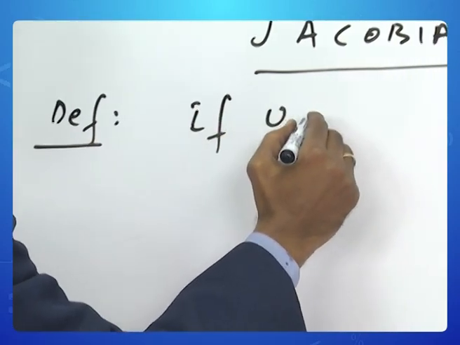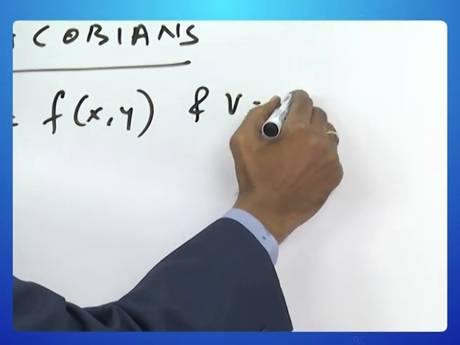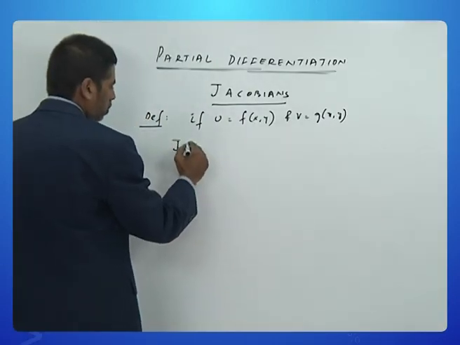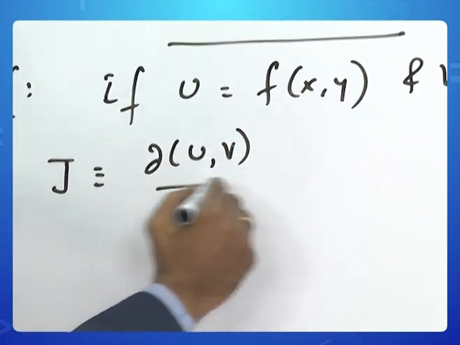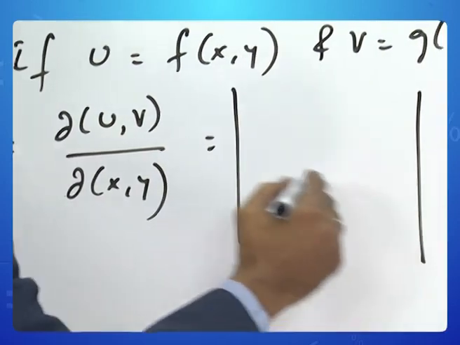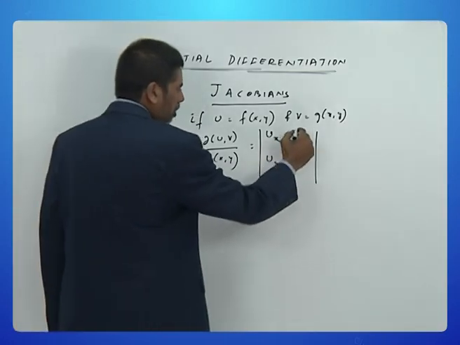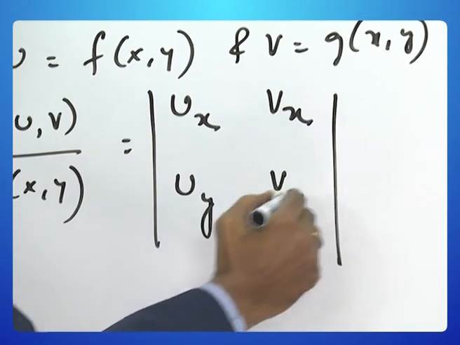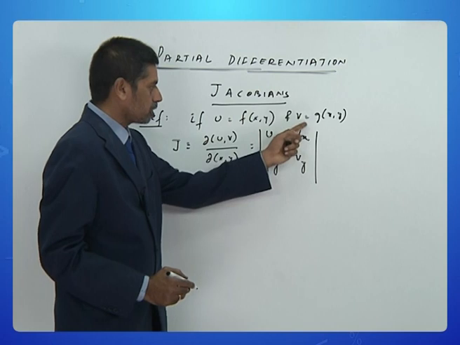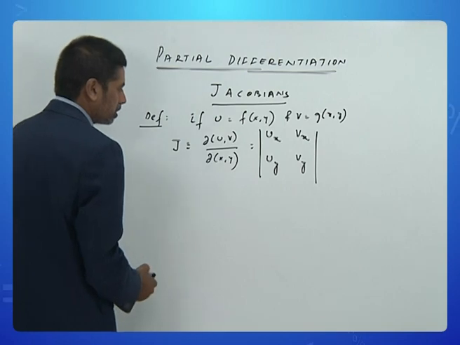if u is a function of x and y and v is another function of x and y, J is equal to dou uv by dou xy, a determinant. Dou u by dou x and dou u by dou y in the first column, dou v by dou x and dou v by dou y in the second column. So you can get these partial derivatives from the transformation equations. And for 3 variables, it becomes a 3 by 3 determinant.